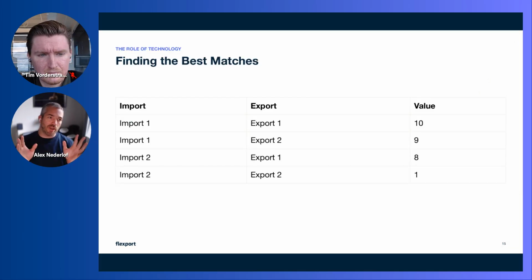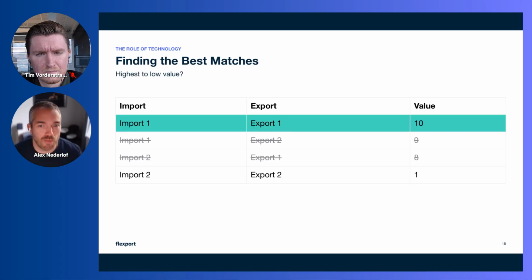So let's take this example here of just 2 imports and 2 exports, right? And on the right, we can see the value for combining these two. If I were to write a very simple algorithm, which in computer science we would call a greedy algorithm, I would go highest to lowest value probably. So I would take import 1 and export 1 and I would get the value of 10. But because I already took import 1 and export 1, I can no longer use these in any other combination. That only leaves me with import 2 and export 2, which has a value of 1, bringing my total value to 11.